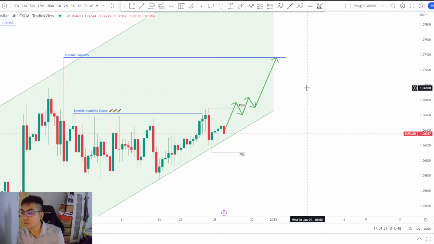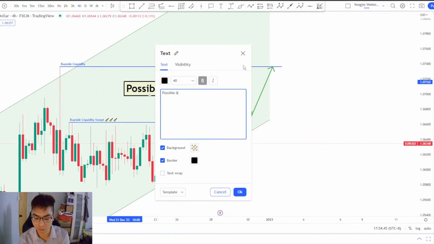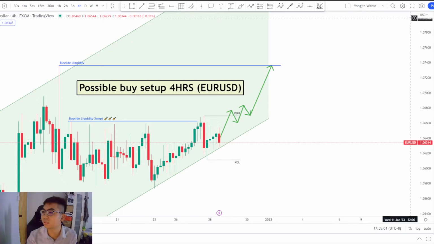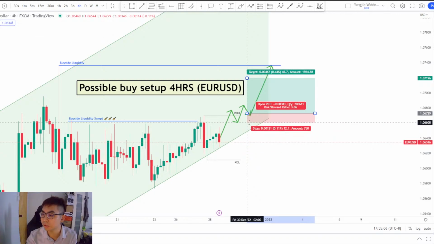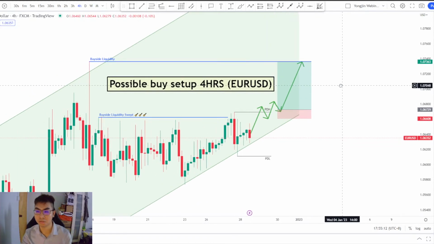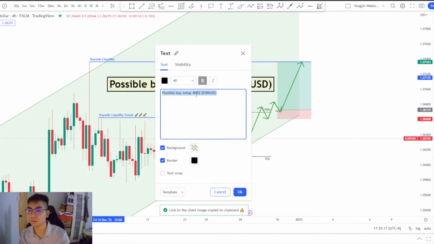So next, buy side liquidity swept. So this is a possible buy setup. Euro USD. Okay, never mind. 4 hours Euro USD. So same thing as usual. I'll just screenshot this and send it to chat. This is your entry. It should be right there. Stop loss below, aiming towards the upside. This is a possible buy entry. Copy link to chart image, and I'll send it to the chat right there.